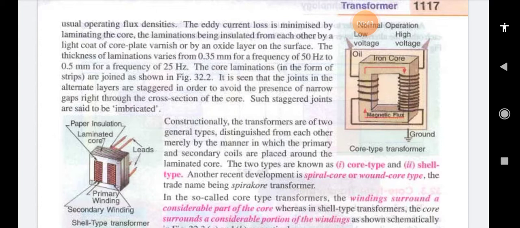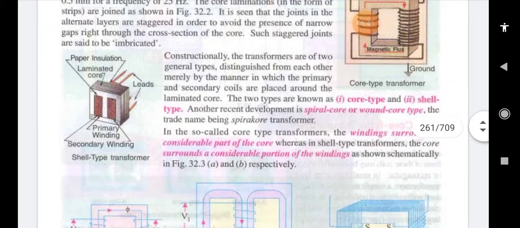Such staggered joints are said to be imbricated. Now, constructionally, the transformers are of two general types, distinguished from each other merely by the manner in which the primary and secondary coils are placed around the laminated core. The two types are known as core type and shell type.